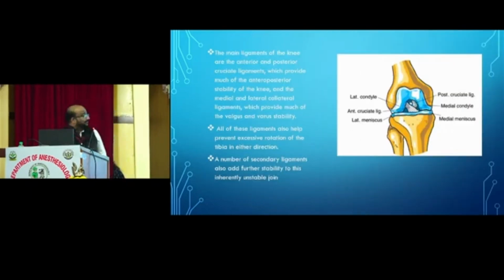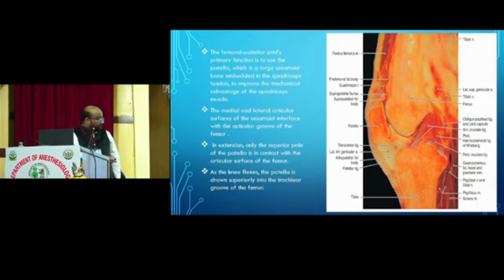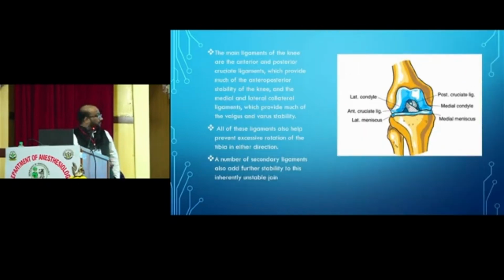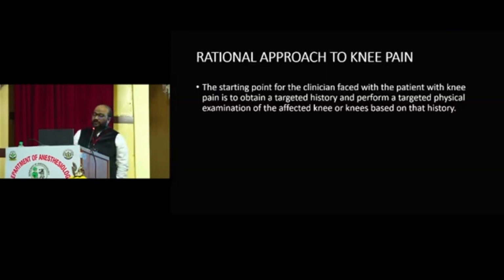Now coming to the ligaments. So the main ligaments of the knee are the anterior and posterior cruciate ligaments here, which provide much of the anteroposterior stability to the knee joint, and the medial and lateral collateral ligaments, which provide much of the varus and the valgus stability. All these ligaments also help prevent excessive rotation of the tibia in either direction. A number of secondary ligaments also add further stability to this inherently unstable joint.